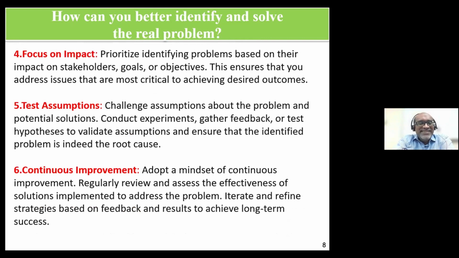Now, number 4 is focus on impact. Prioritizing and identifying problems based on their impact on the stakeholders' goals and objectives. So this particular one is more general. There are certain problems which are important to solve, and there are certain problems which are not so important to solve. So, for example, let's say there's a problem where you cannot produce rice. You are living in a village somewhere, and the main output of the village is rice production. And one of the problems that the village is facing is the rice is not being produced because there's not enough water or something like that.